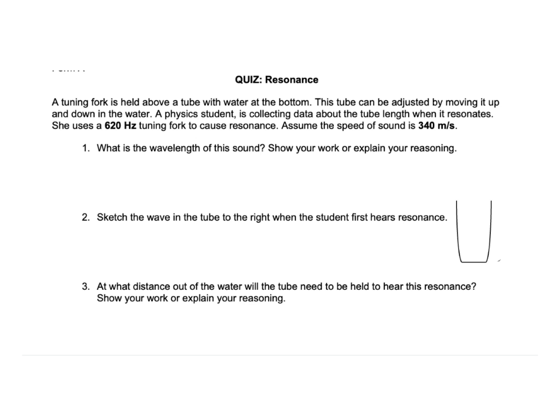So the question says a tuning fork is held above a tube with water at the bottom. This is similar to what we were doing in the lab last week or this week. The tube can be adjusted by moving it up and down in the water, and then a student collects data, and they have a 620 hertz tuning fork. So this number right here is telling us the frequency is 620 hertz. And then yesterday when we were going over the lab, we learned that the speed of sound is 340 meters per second in air. So that's our speed.